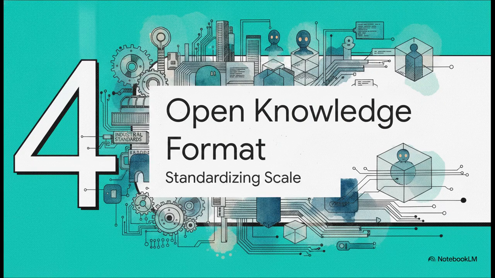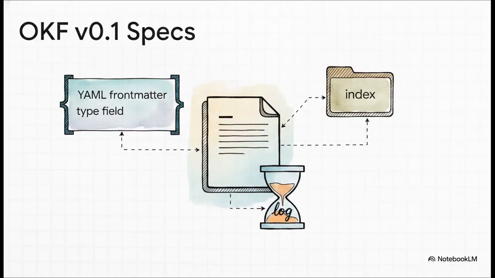All right, Section 4, the open knowledge format. As more development teams started building their own bespoke wikis, Google Cloud realized there was a massive need for interoperability. So they introduced the open knowledge format, or OKF. The v0.1 specification is deliberately very minimal. It basically represents knowledge as a directory of markdown files.